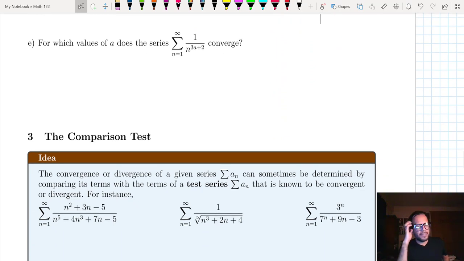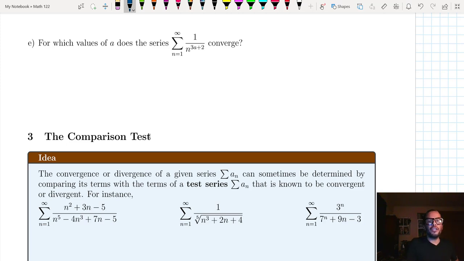Okay, so we are going to have a different type of question right here. So we are given a series sigma n equals 1 to infinity of 1 over n to the 3a plus 2. So for what values of a does the series converge?